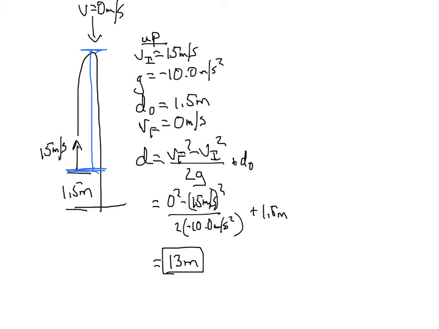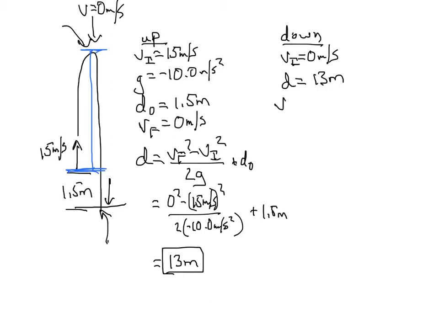The next question asks for our speed at impact, so that's going to be down here on the way down. The only thing I really know about the way down is that the initial velocity is 0, and now I also know the distance that I fell. The distance that I fell is going to be the 13 meters that is from the peak up here to the ground over here.